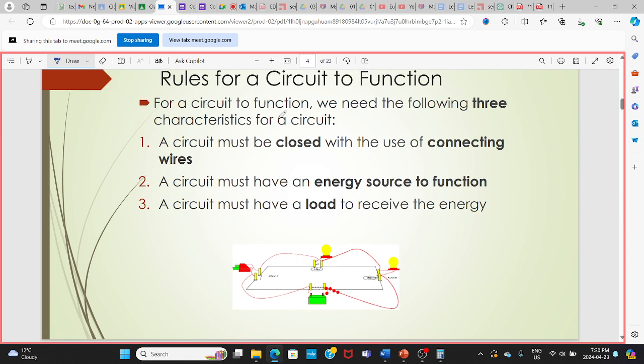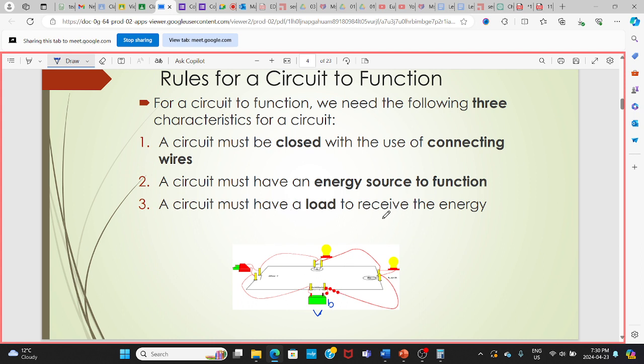So for a circuit, we need to have three characteristics. We need to have a closed circuit with wires. See, these wires are closed. If they are open, the current cannot pass through an open path, right? It needs to be connected. A circuit must have an energy source to function. Of course, you need the battery. I believe that's the battery here. V, right? Battery, I call it B.